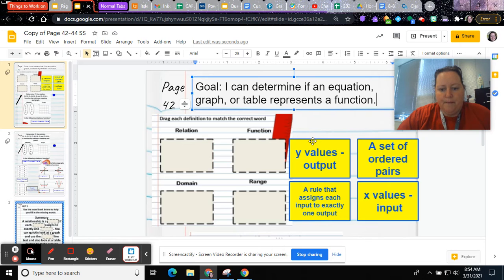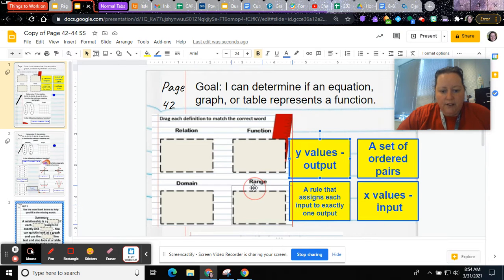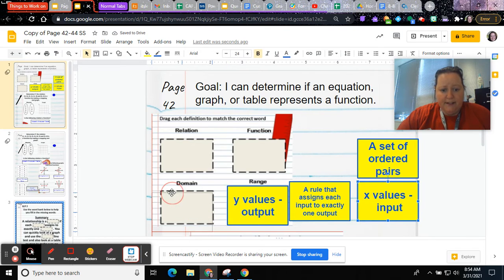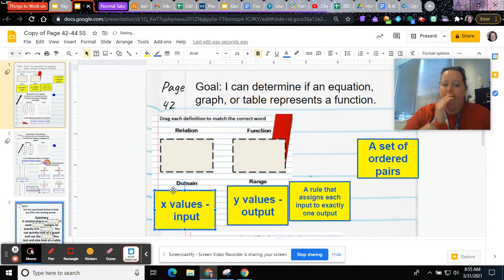The y values, the outputs, that's the range. And then the x values, that's the domain. As you are going through here, anytime it lists x values, it's talking about the domain. Anytime it lists y values, it's talking about the range. Now, I remember this because x comes before y and d comes before r.